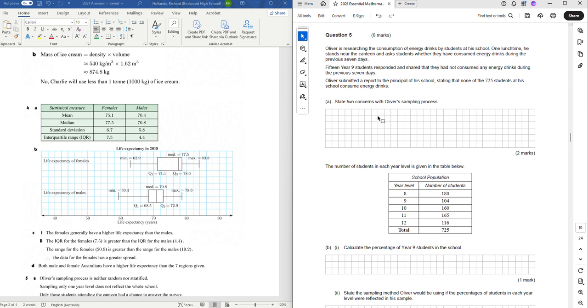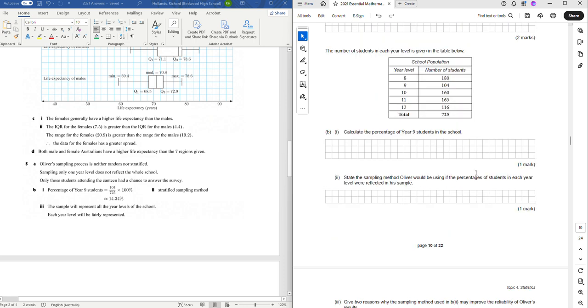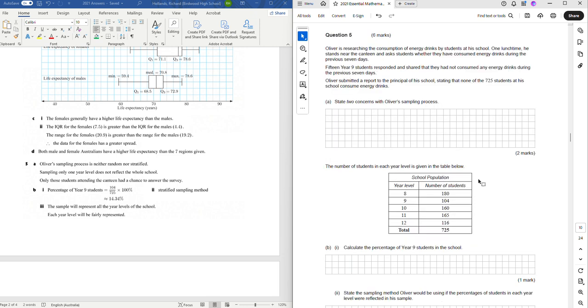Question 5. Okay, this is another one where some of us were kind of hit and miss. I feel like we did really well with the calculation side of things, but our explaining, all right, our reasoning for our decisions wasn't all quite there.